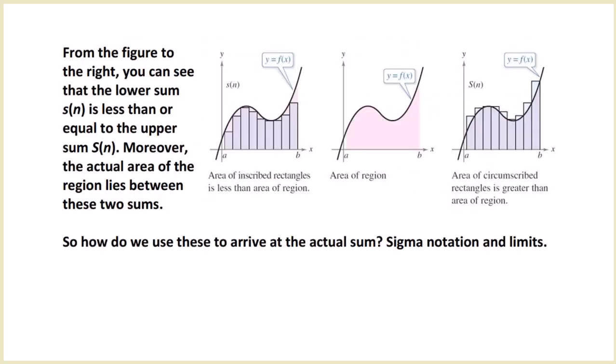All right, so we're doing the same kind of thing that we did with that first example. We've got inscribed rectangles. We've got circumscribed rectangles. We know the true area bounded by x equals a, x equals b, and the x-axis is in between those two sums. And the key word there is sums. The concept is easy. The practice can get kind of interesting.